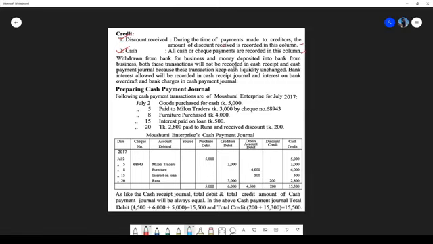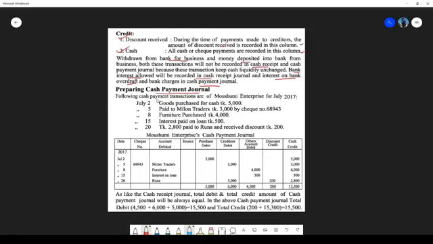Do remember this, that loans from bank for business and money deposited into the bank from business, both these transactions will not be recorded in cash receipt because this exactly doesn't change the liquidity of the business. Okay, and also to remember, bank interest allowed will be recorded in the cash receipt journal, whereas interest on bank overdraft and bank charges we will record in the cash payment journal.